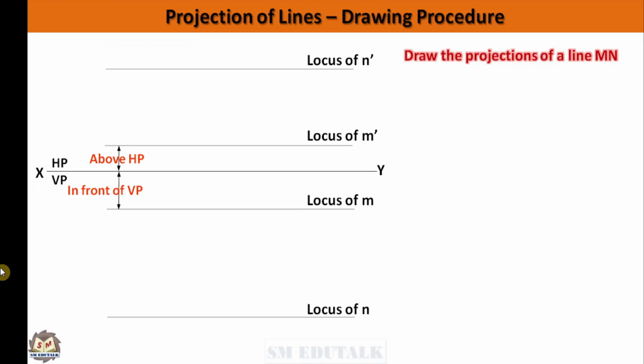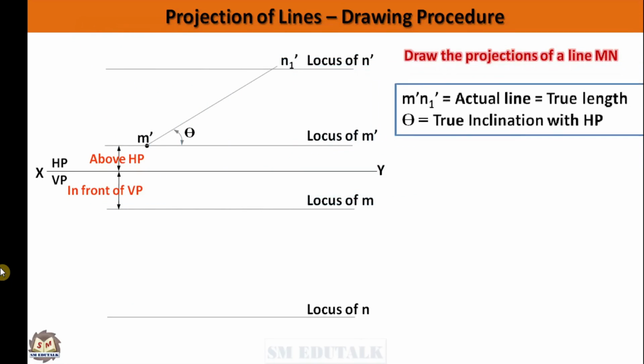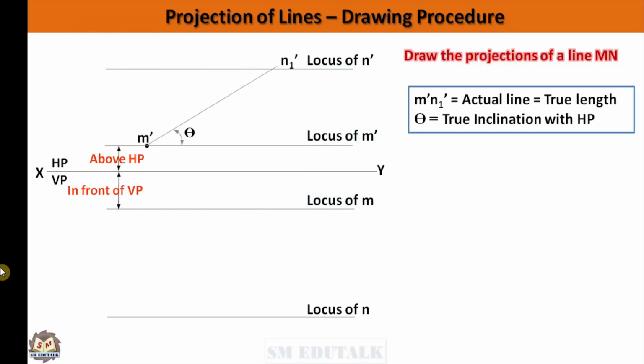No view has true length in inclined to both the planes problems, but it is not possible to draw the projections without drawing a true length line. So, an inclined true length line should be drawn to connect the two locus lines situated above the XY line. It is named M dash N1 dash. It makes a true inclination with HP, theta. Both the endpoints of this true length line are projected vertically downward to the locus of M. They intersect the locus at M and N1.